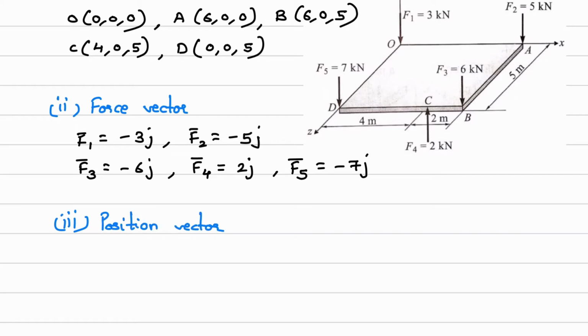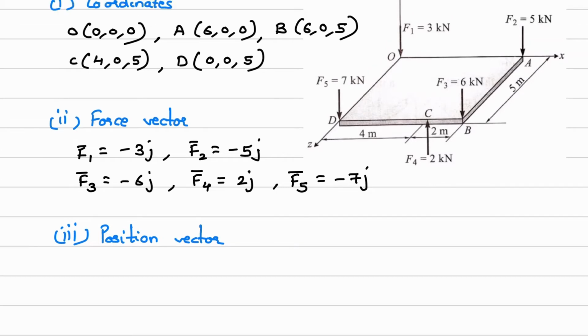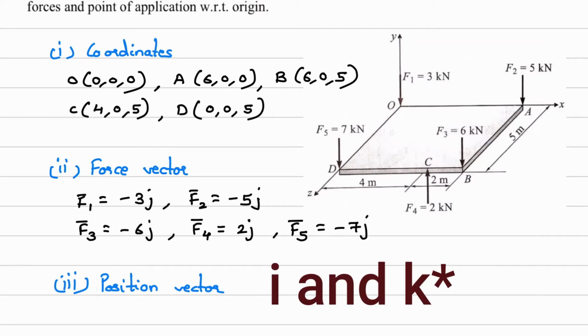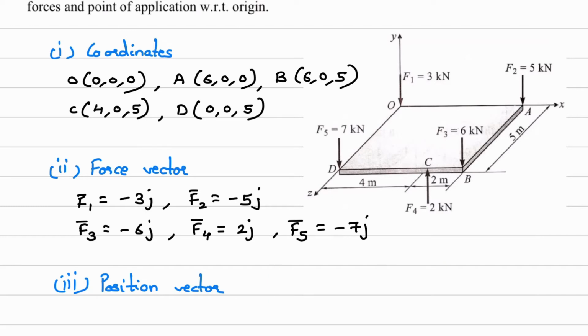Now while writing position vector, understand that we have X, we have Z for all the points. If you see, X value is there, Z is there, but Y value is 0, for all the points. So we have to consider only I and J when we are writing position vector. First you have to make note of that. So for F1 force, what will be position vector?